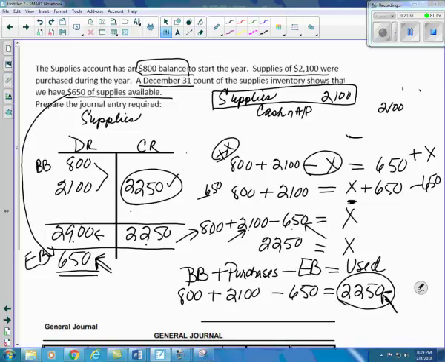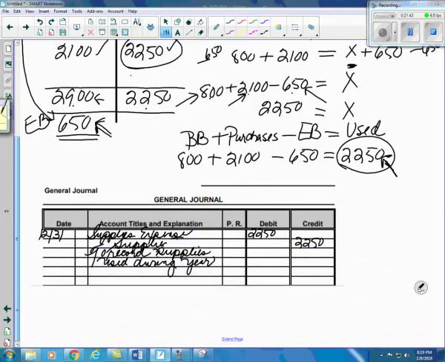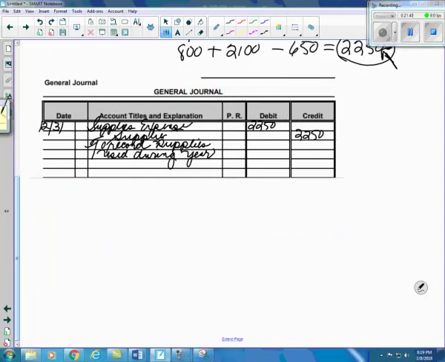Okay. Let me just show you one other way to do this. I am really a fan of solving these types of problems with T accounts. So I'm going to draw my own T account. And this is probably how I would solve it. Very similar to what we did. So whatever seems to make the most sense for you. What I would say is, I have my supplies account, and it has a debit balance in it of $800 to begin.